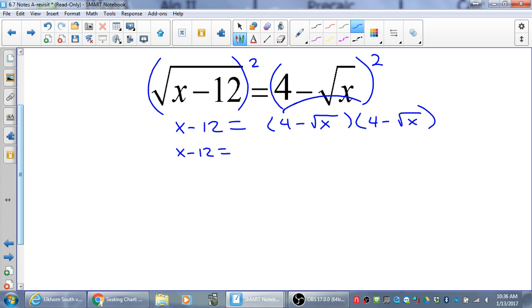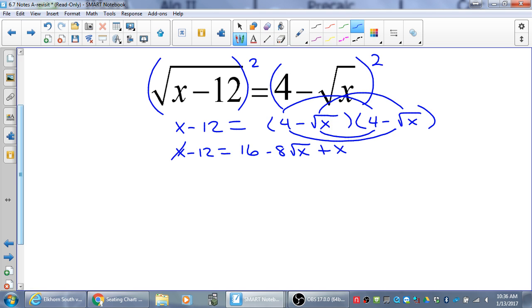So we get first is 16. We get minus 4 and minus 4. That's minus 8 of those. And you can write it out in 2 steps, but it'll be minus 4 and minus 4. That's minus 8. Then when you multiply these two together, you get plus x. The square root of x times the square root of x, those undo each other, and that becomes x.